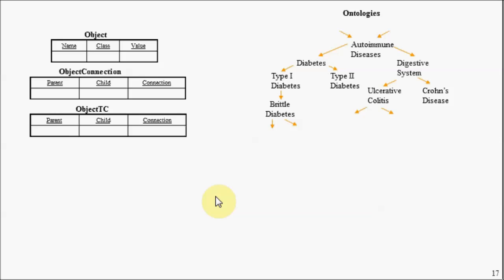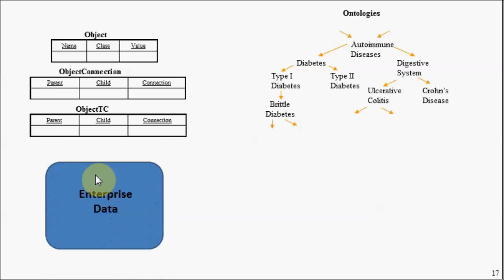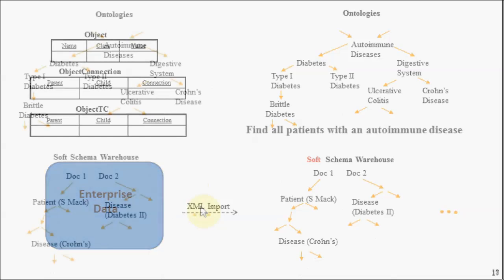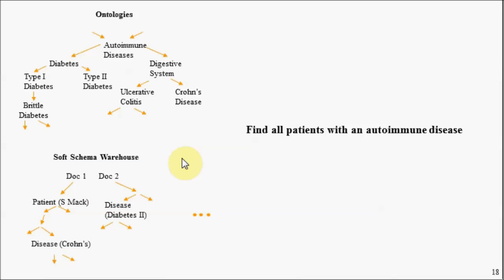So let's take a closer look at some details here. We have an ontology, and we have three soft schema tables representing the information in our graph. Imagine we have enterprise data, and what we want to do is import XML into a soft schema warehouse. So now we have both our ontologies represented with a soft schema, and we have our enterprise data represented with a soft schema. So let's look at what a query might look like.